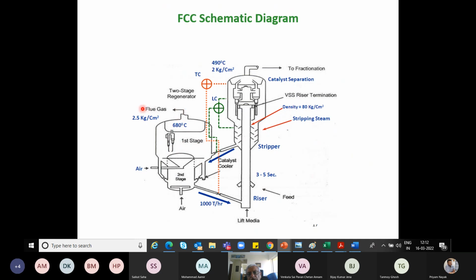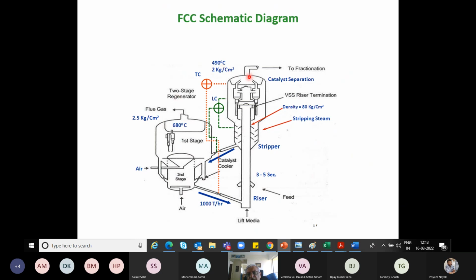And what you get out is a flue gas at about 680 to 700 degrees Celsius. The catalyst after the first stage goes into the second stage, where you have fresh air coming in, and that burns off every gram of carbon on the catalyst. And this hot catalyst then comes into the riser back again. The numbers that you see here are typical.